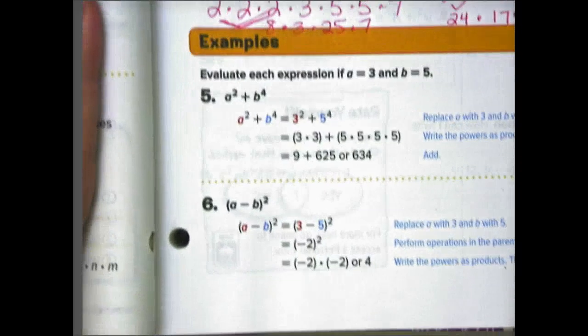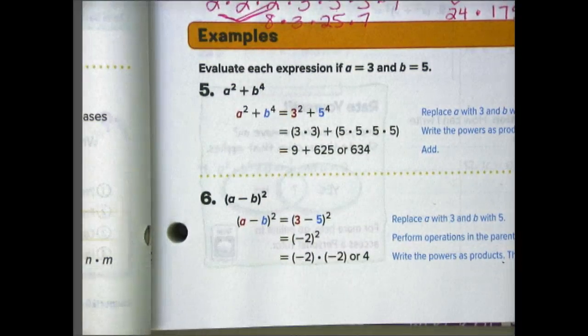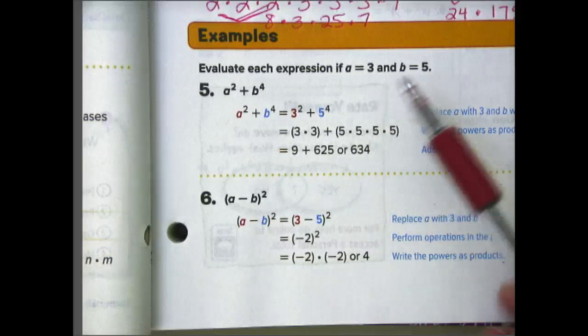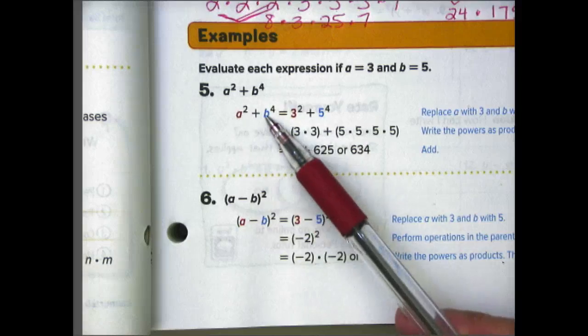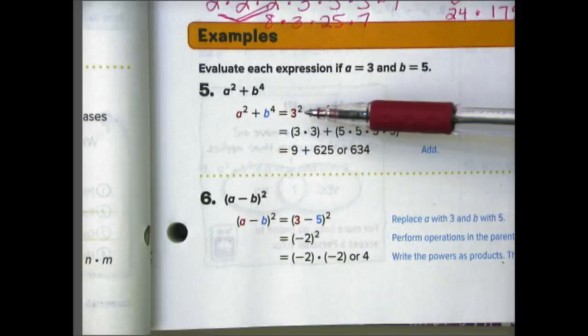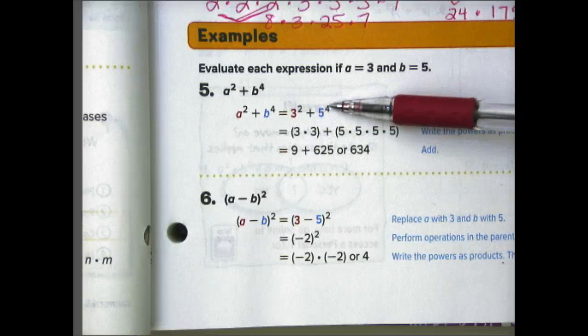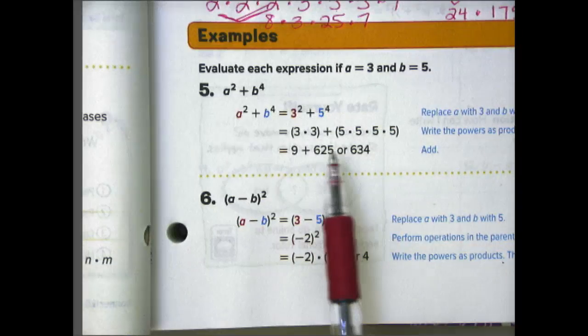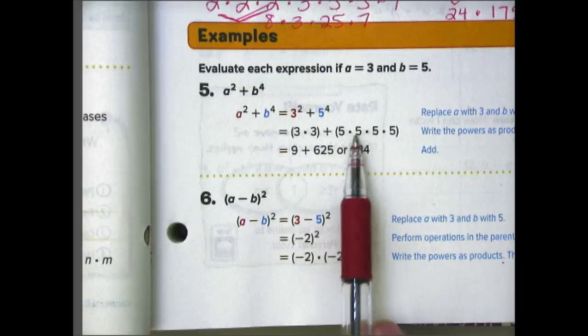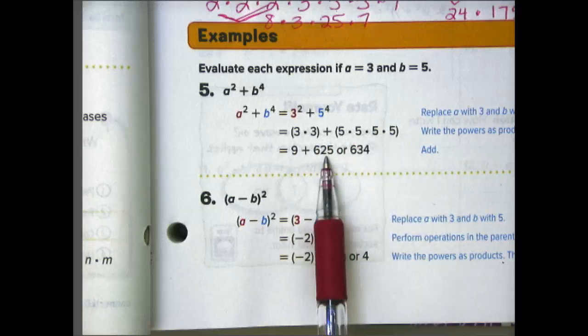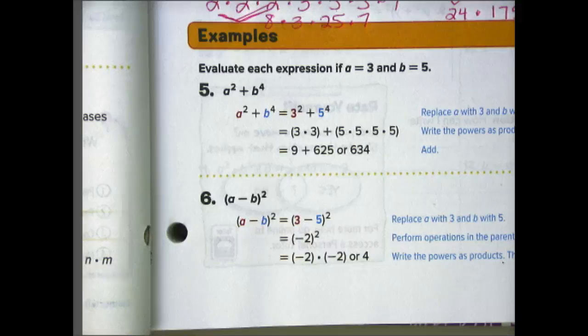All right, let's move down to example 5. Example 5 says evaluate each expression if A equals 3 and B equals 5. So this time we're just doing a substitution. So if A is 3, we will put 3 where the A is, substitute it for A, and if B is 5, we'll substitute 5 for B. Notice they've done that. 3 to the 2nd plus 5 to the 4th. And then we're doing just what we'd already done. Write it as a power, multiply it. 3 times 3 is 9, 5 times 5 times 5 times 5 is 625, and when you add it together, you get 634.